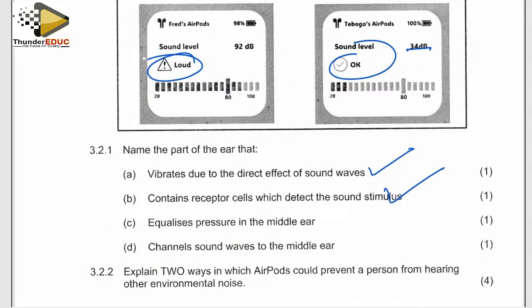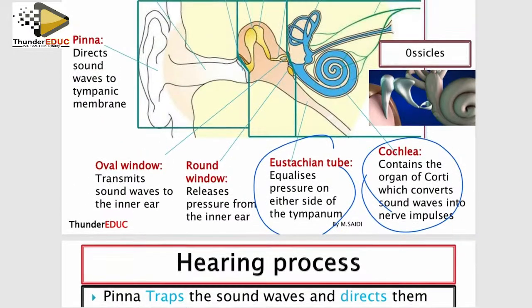They're saying explain, so we are done with that. Channel the sound wave into the middle ear. The one which brings sound wave into the middle ear. You see, it is the auditory nerve.